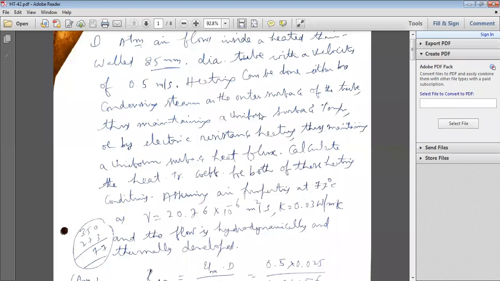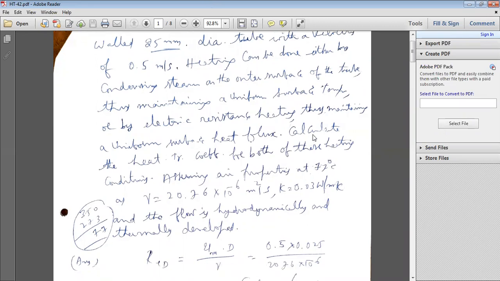Two conditions. First condition, uniform surface temperature, maintaining constant wall temperature. And second condition, maintaining constant heat flux on the surface of the tube. So for this, you have to calculate the heat transfer coefficient for both of these heating conditions.